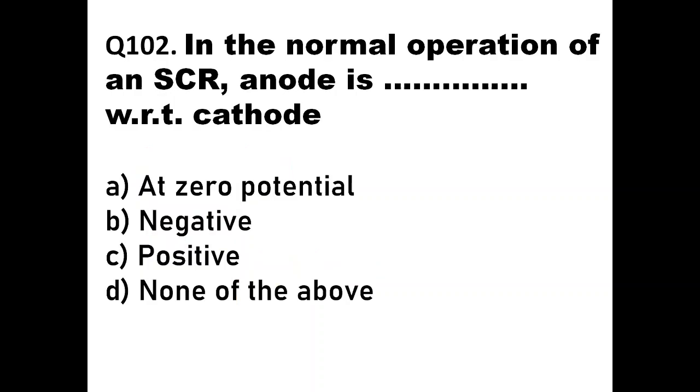Then we'll go to the next question, question number 102. In the normal operation of an SCR, anode is dashed with respect to cathode. Okay, whenever you want to operate an SCR normally, anode should always be positive with respect to cathode. Then only you can turn it on, either by making the anode cathode voltage high or by giving a gate pulse. You can use any method to turn it on, but your anode should be positive with respect to cathode. So here the answer will be C, positive. In the normal operation of an SCR, anode is made positive with respect to cathode.